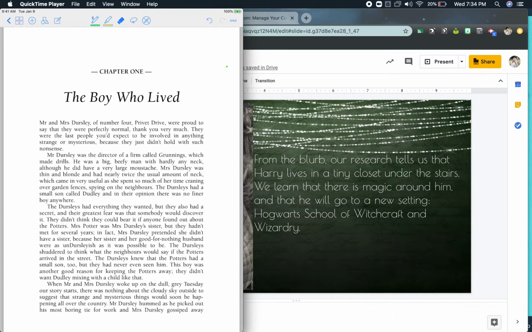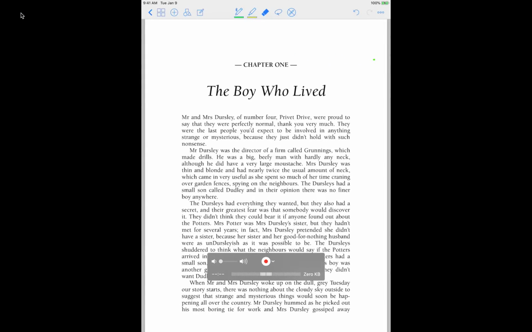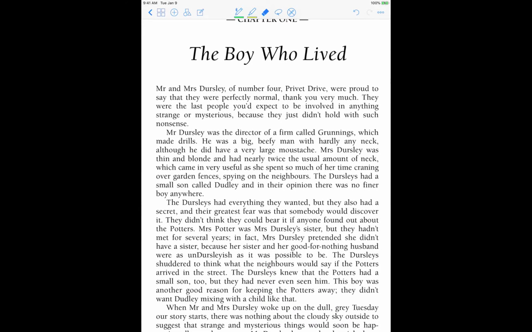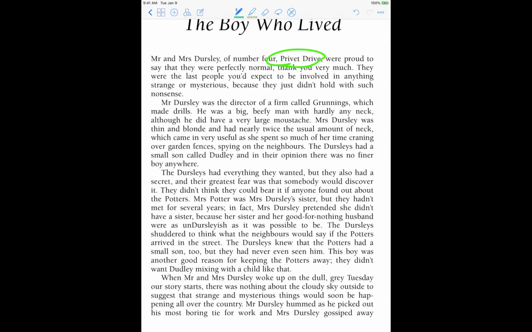Now, if we look at the first page of Harry Potter, The Boy Who Lived, right? We see right away that Mr. and Mrs. Dursley of number 4 Privet Drive, right? So we've got their address right here that gives us a little bit of information about their setting. They were the last people you'd expect to be involved in anything strange or mysterious because they just didn't hold with such nonsense, right? Mr. Dursley is the director of a firm, and as we keep reading, we find out that they have Dudley, right? You guys have already read or listened to this, so I'm kind of skimming it through.